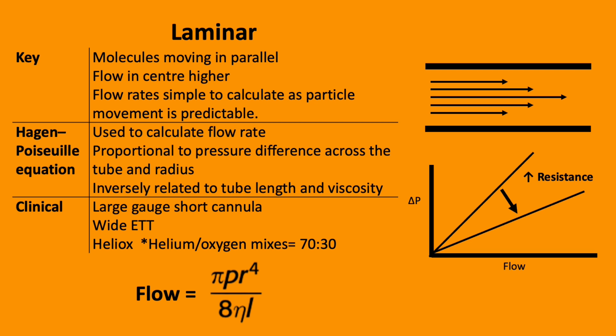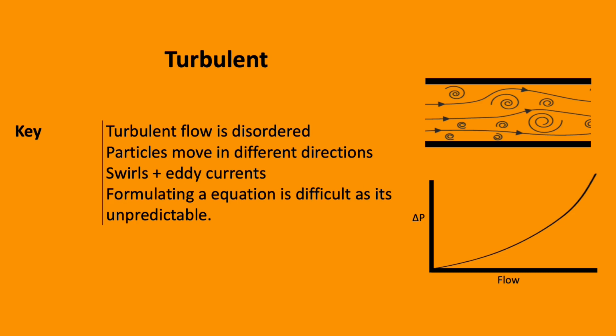And Heliox. This is a 70-30 mixture of helium and oxygen, and due to the lower density can result in a reduction in work of breathing, which is important in asthmatic patients. Turbulent flow. So most flow in real life is turbulent flow. Turbulent flow is disordered. Particles move in different directions, forming swirls and eddy currents, as shown in the diagram.